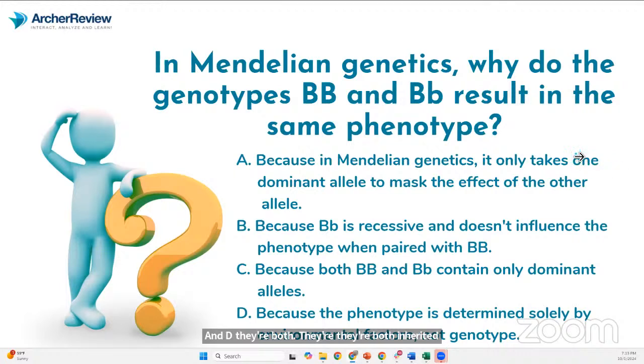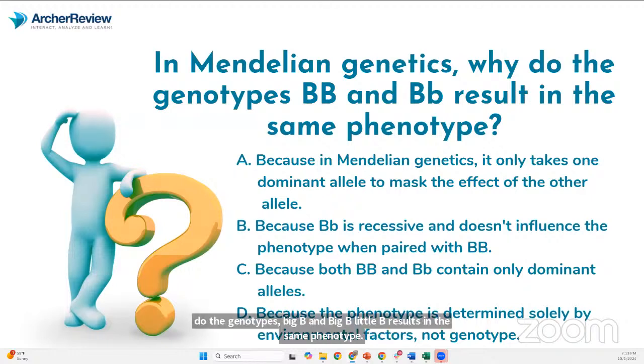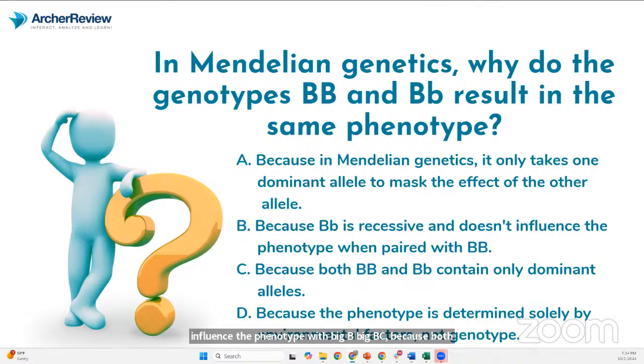All right, we got two more. Our next one asks us, in Mendelian genetics, why do the genotypes big B, big B, and big B, little b result in the same phenotype? A, because in Mendelian genetics, it only takes one dominant allele to mask the effect of the other. B, because big B, little b is recessive and doesn't influence the phenotype when paired with big B, big B. C, because both big B, big B, and big B, little b contain only dominant alleles. Or D, because the phenotype is determined solely by environmental factors, not genotype.